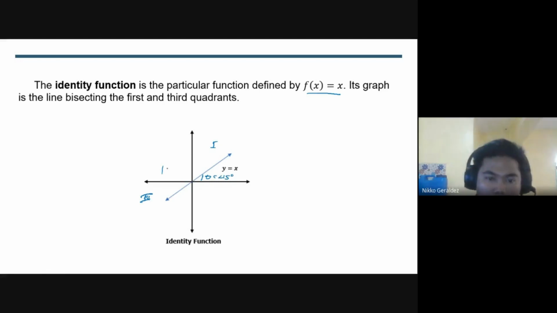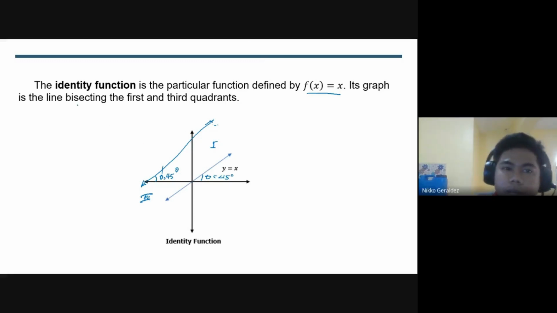So if I draw a line, and the angle between the line and the x-axis is also 45 degrees, is it an identity function? Can we call it an identity function? No, sir, very good. No, it cannot, because of its definition: it bisects the first and third quadrants. So this is not an identity function.